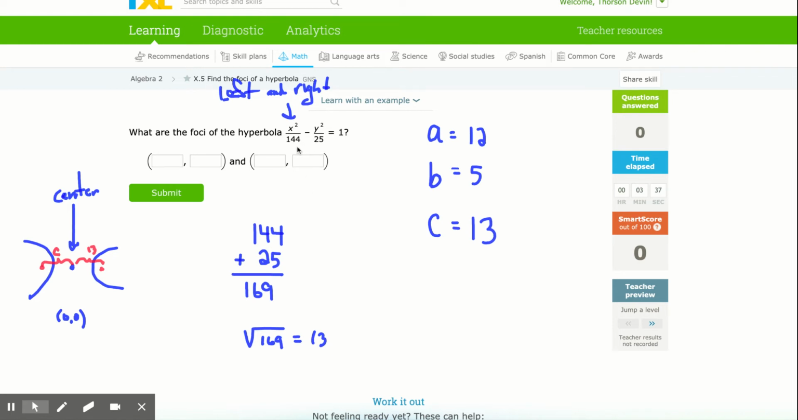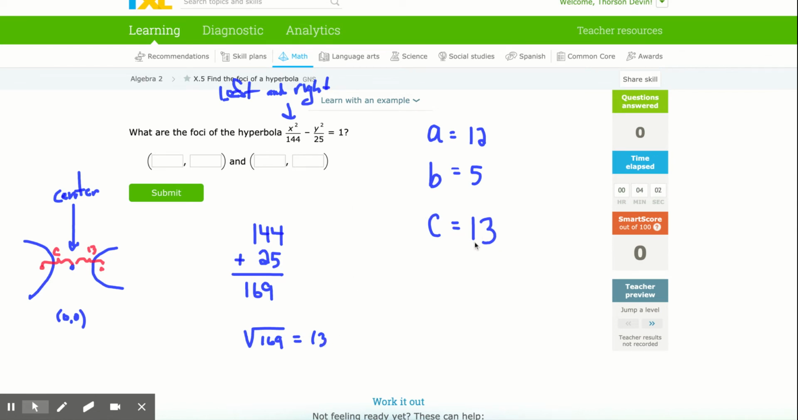Since this is open left and right, our foci are going to be to the right and left of our center, a length of c. Now, the way we find c, unlike the ellipse, we actually add the a squared and the b squared together. That gives us 169, and we square root that. And our c length is 13. Square root of 169 is 13.